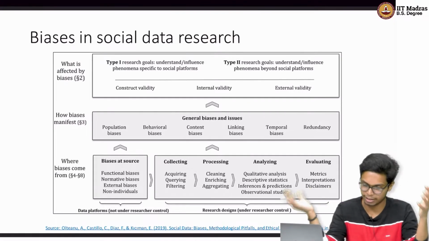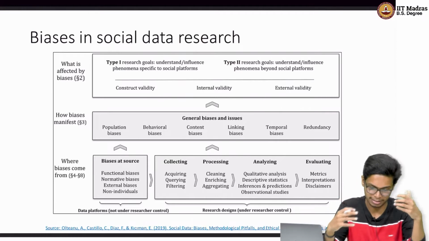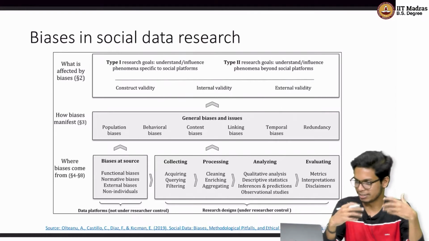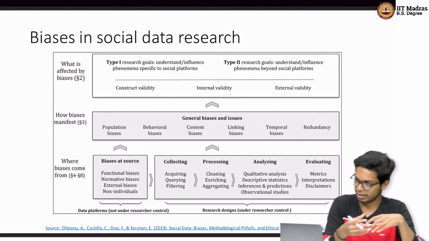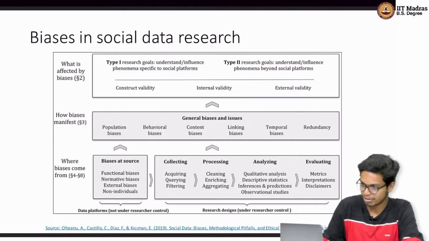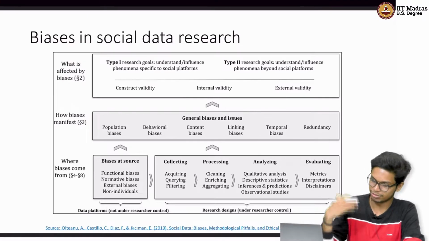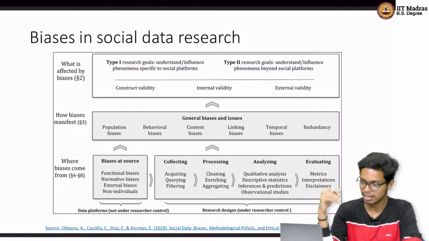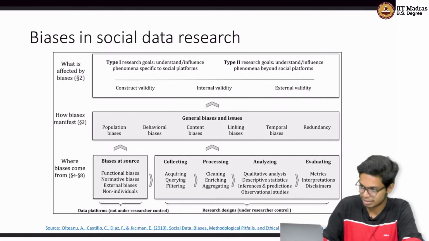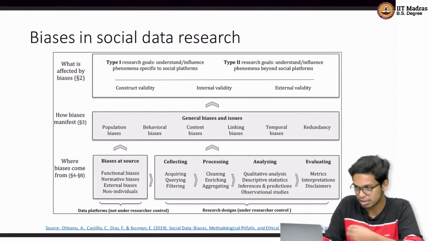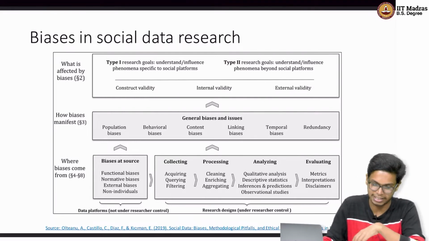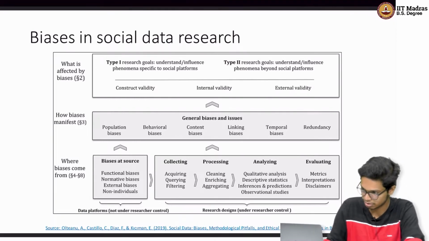about this whole taxonomy of where biases come from, how biases manifest, and what these biases affect as well. So if you remember, we were talking about biases at source. If Twitter as a platform itself is biased, it can manifest into different types of biases in user behavior, and then in turn it also reduces the validity of your research, and it gets hard for you to defend your own research.